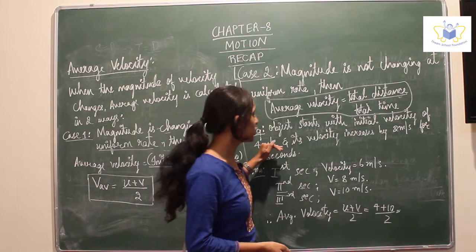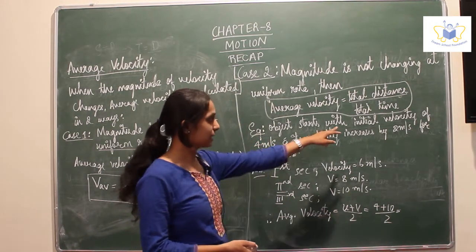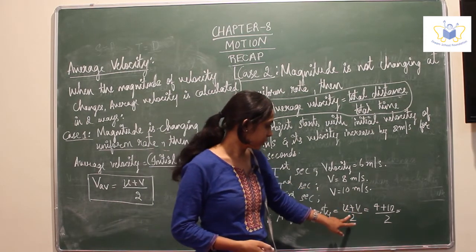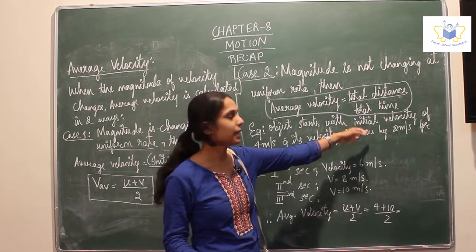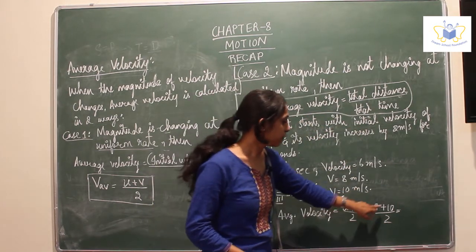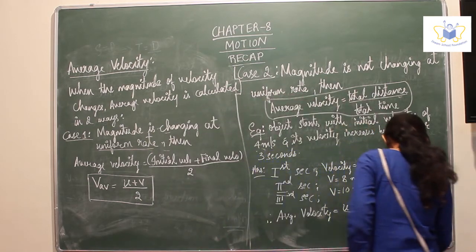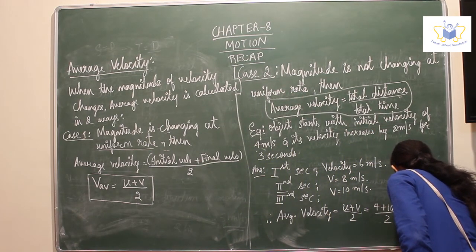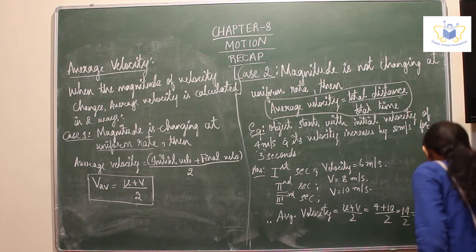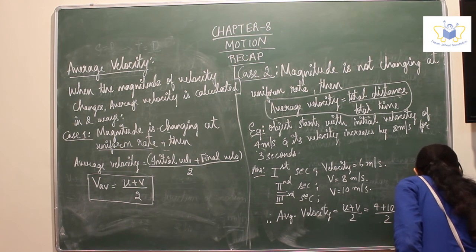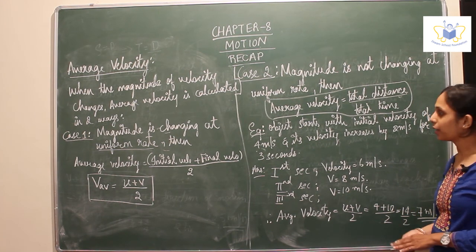Now what is my initial velocity? What is the body's initial velocity when it is starting? 4. It is starting at 4 meter per second. So u is 4. Now what is my final velocity, which we found from the question? It is 10. So 4 plus 10 divided by 2 according to my formula. What is 4 plus 10? 14 by 2. 14 by 2 is 7. What is the unit for velocity? Meter per second. So what is my average velocity? 7 meter per second. I hope you are clear.